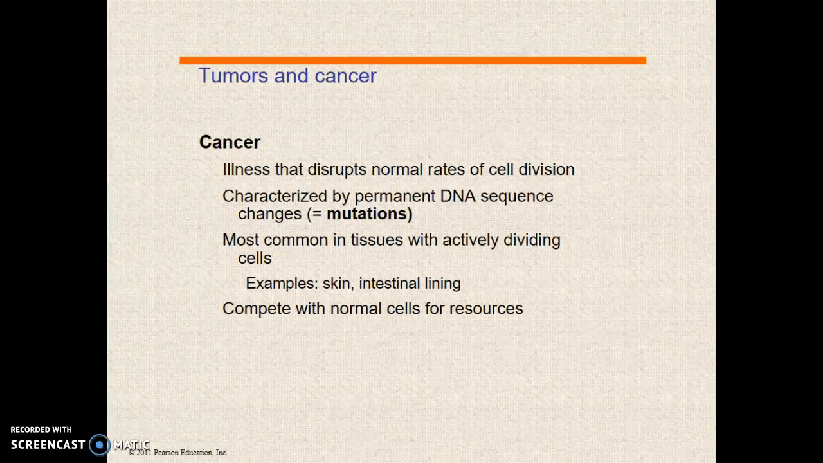Mitosis is involved in cancer. Cancer is basically cells that are undergoing mitosis too rapidly. So something has happened, a mutation or change in the DNA, that has involved cell replication or mitosis. So cells that divide actively are often cells that become cancerous, such as skin cells and intestinal lining.